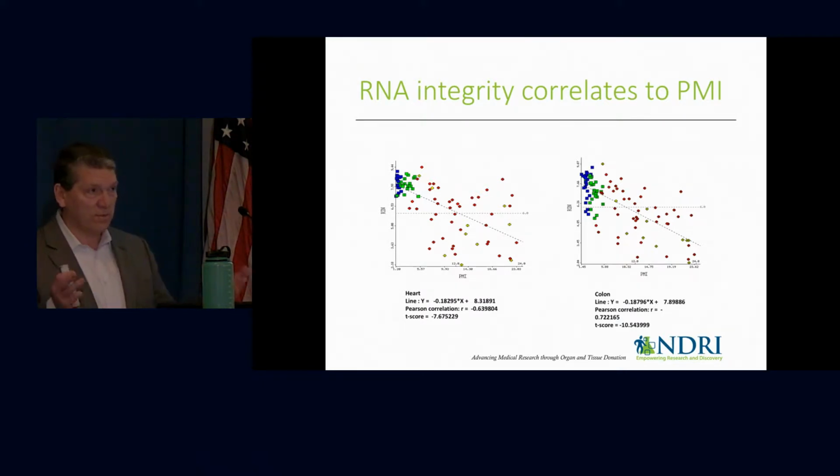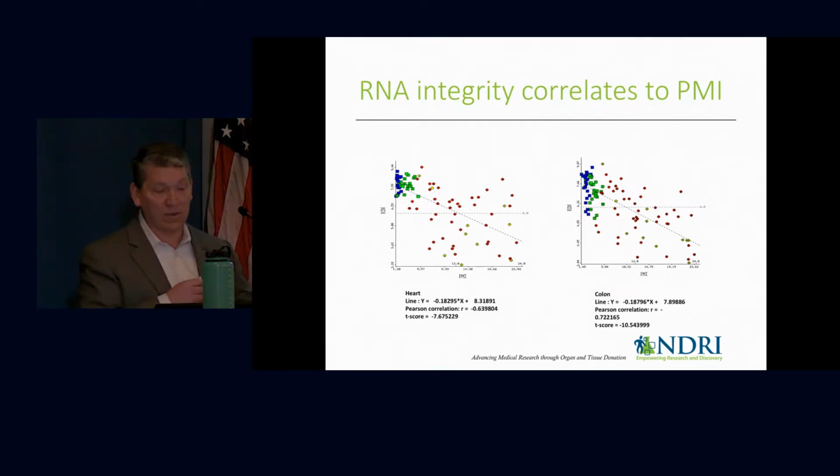Take-home message was, and probably no surprise to everybody in this room, there is a correlation between the RNA integrity and the amount of time that organ or tissue has been out of the body. Interestingly, though, we did not see that for brain.